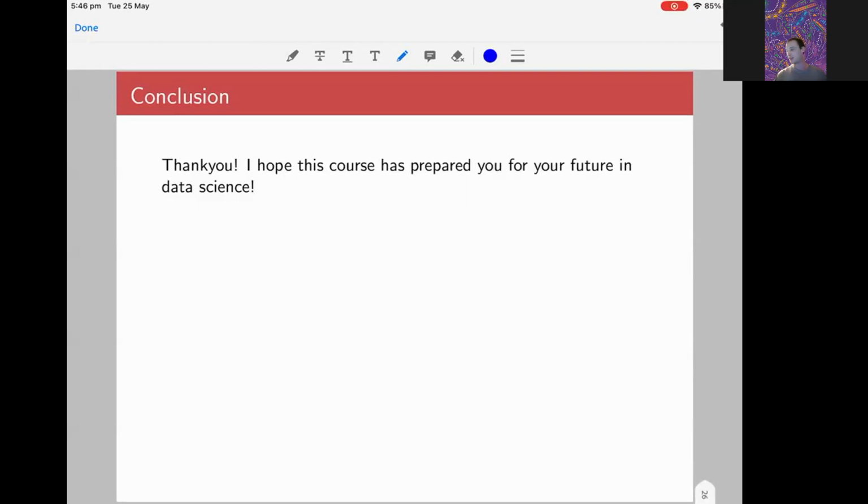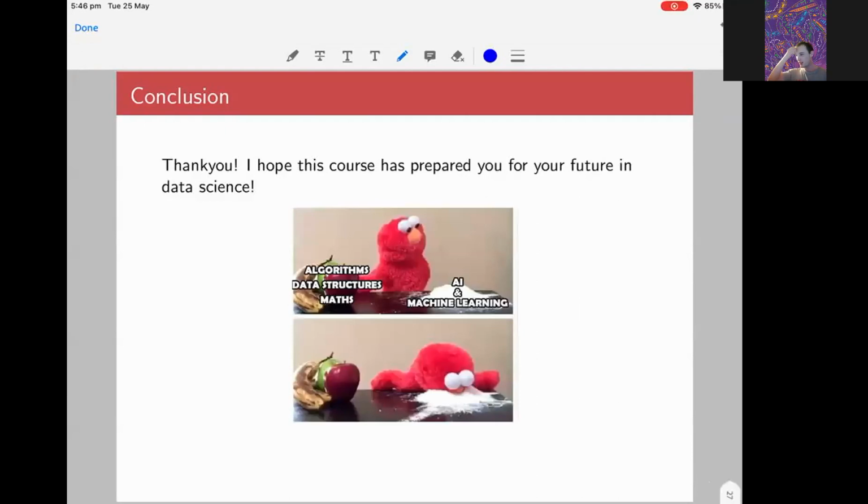To give this a final activity as a wrap up, I wanted to point out something that I found on the internet, which I found humorous and interesting. It was this particular meme here. I can appreciate that you might think that this is not a very tasteful joke. So we've got Elmo here choosing between something healthy and something unhealthy. And the author of this meme is suggesting that mathematics, data structures, and algorithms are the healthy thing, whereas AI and machine learning is the unhealthy thing.